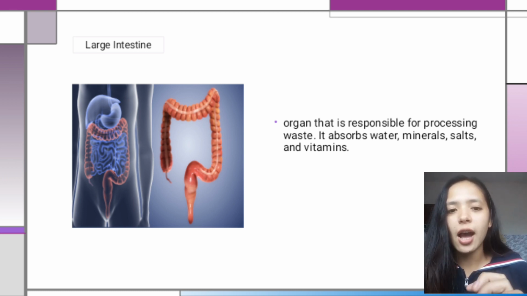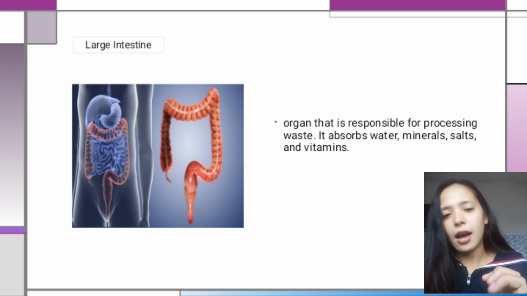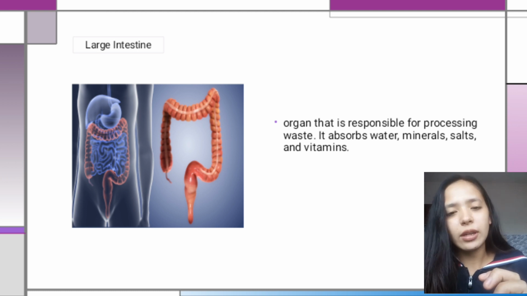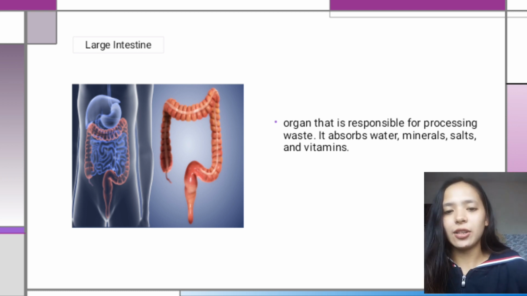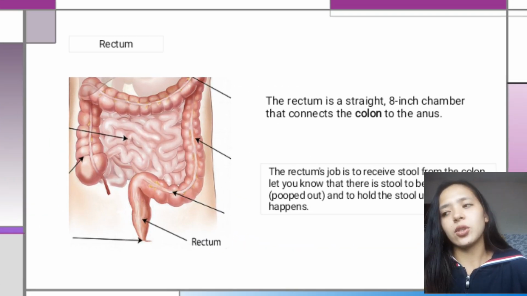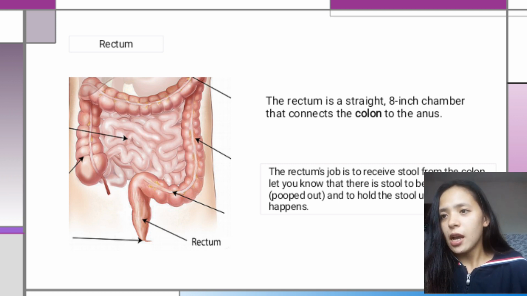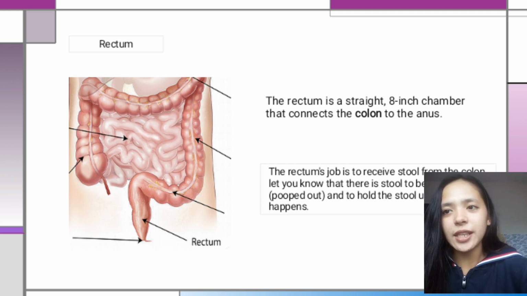So musulod na siya, mo-ascend na siya, then mo-transverse, mo-travel na siya, then descending na siya, and then sigmoid padulong na sa ato ang rectum, and then pagawas na siya ato ang anus. So what is rectum? So when we say rectum, mao na siya ang dapit na sa ato ang anus that connects the large intestine and also the anus. Inch na siya, then connects the colon and the anus.